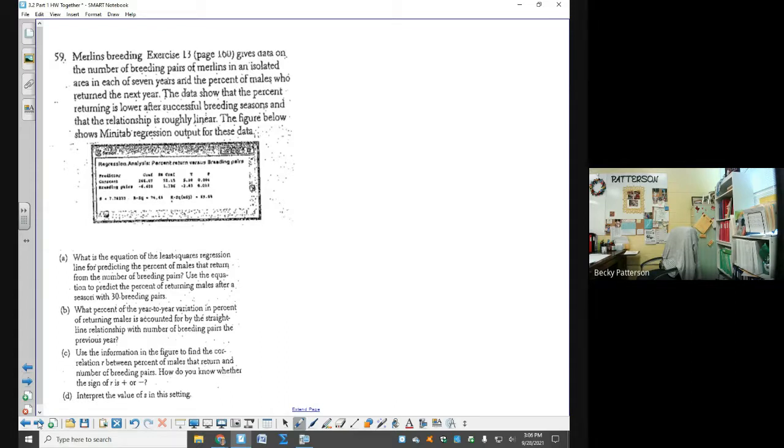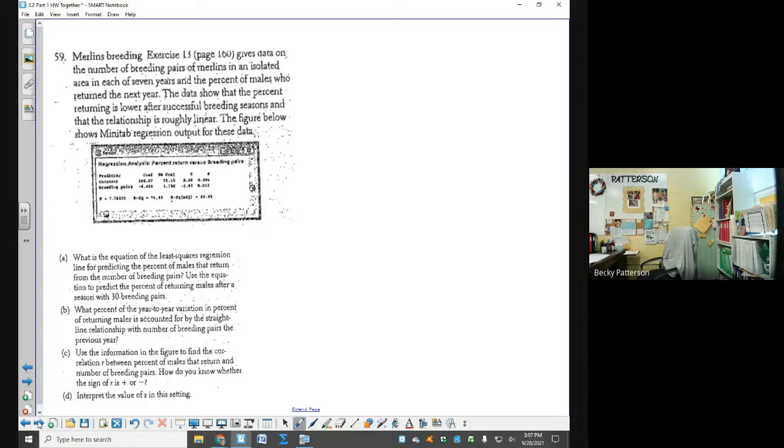It says we've got data on the number of breeding pairs of merlins in an isolated area in each of 7 years and the percent of males who return the next year. The data show that the percent returning is lower after successful breeding seasons, and the relationship is roughly linear. The figure shows the Minitab output. Can y'all see that? We're gonna just eyeball what the numbers are, because I know this is ridiculously fuzzy.